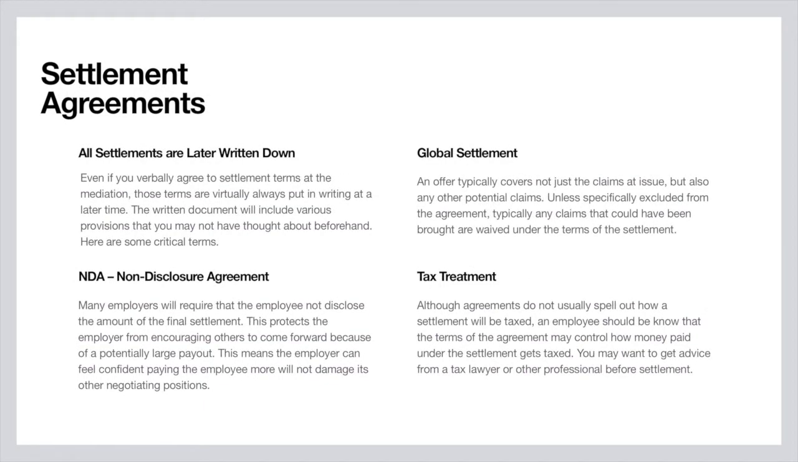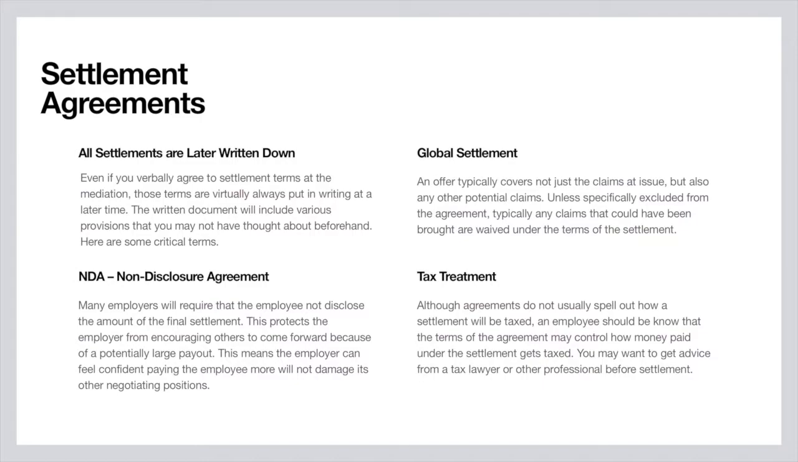If you do settle, you need to know some things about what will be contained in that settlement agreement. Usually, settlements are agreed to verbally, and then they're later written down so that everybody knows what the terms are and there's no confusion about it. When these agreements are written down, there's a lot of other terms that usually come with them.